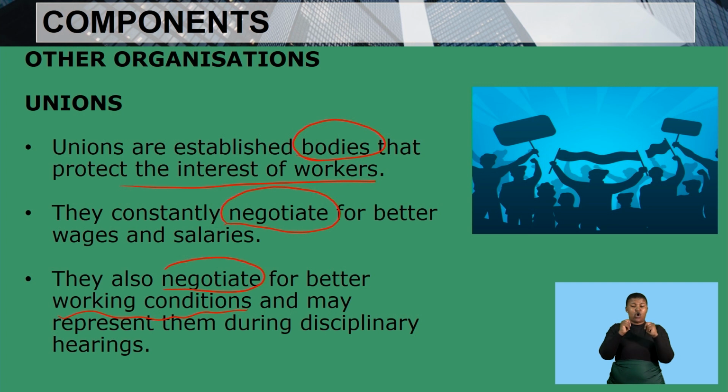Sometimes what happens is if an employee is in trouble, they will get a disciplinary hearing. And you can get your union leader or union member to represent the employee at the disciplinary hearing. So they will always protect the worker if it is about working conditions, salary, or working environment. They will protect the workers' rights. Right, so this is our first few components, or organizations rather.